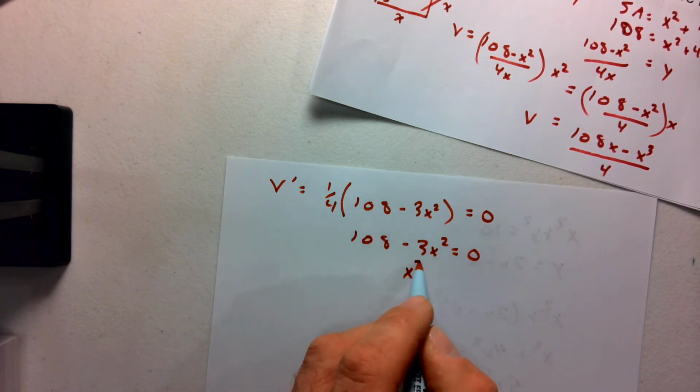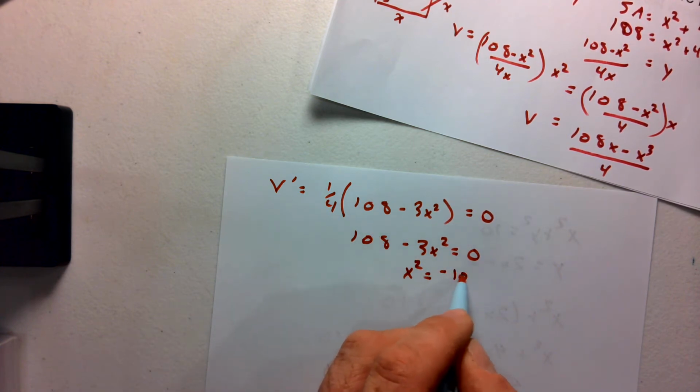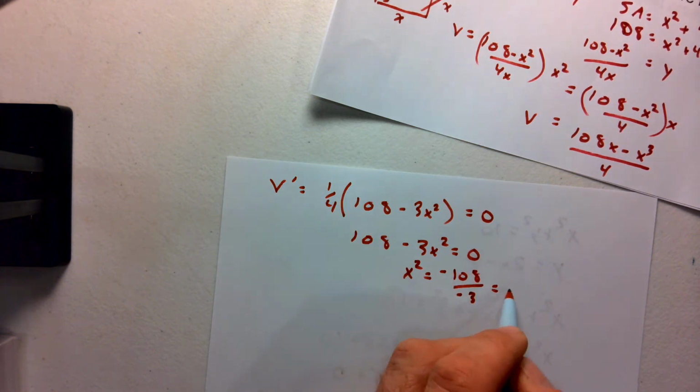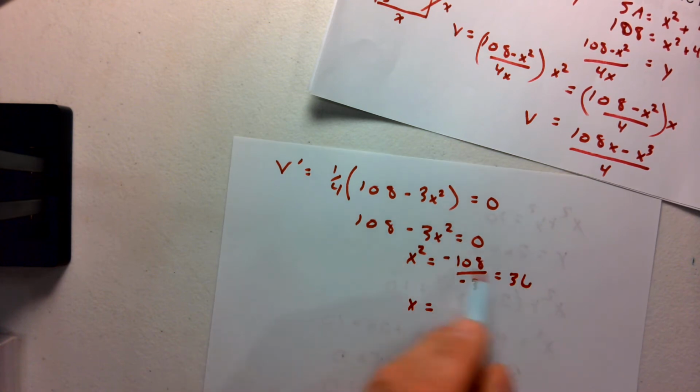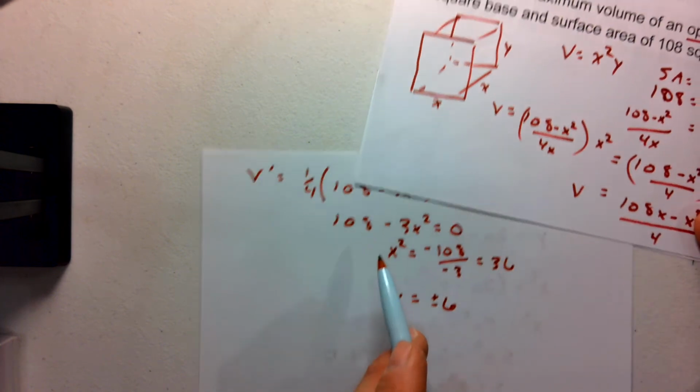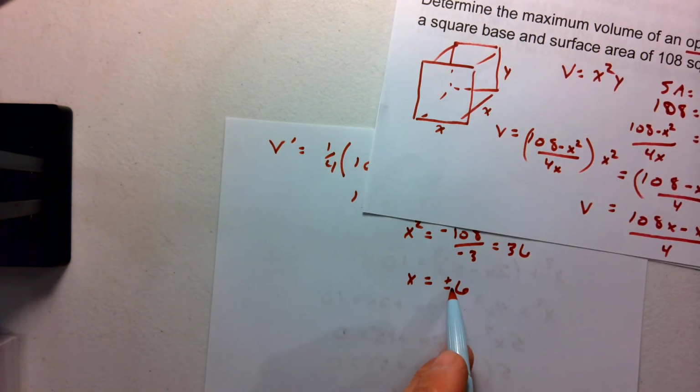Solving for x, I get x squared equals negative 108 divided by negative 3, which is 36. So I'm going to get my x value, if I take the square root of both sides, as being plus or minus 6. Now this is where the idea is, check on your domain. Does it make sense that x would equal a positive 6 or a negative 6? If we think about the x value, the x value is the side length of our box. So we know that we can't have a negative value. So the only value that is going to make sense on our domain is going to be x equals 6.